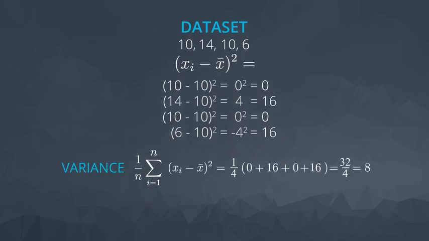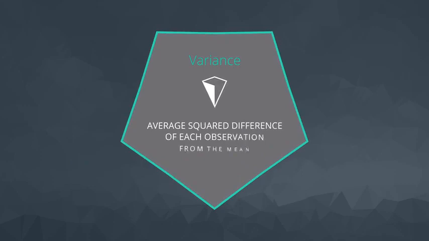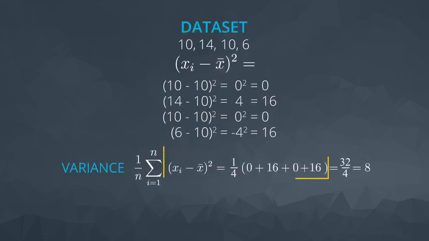Now, we could average these to find the average squared distance of each observation from the mean. This is called the variance. Finding the average, just as we did before, means adding all of these values and dividing by how many there are. In our case, we had 0, 16, 0, 16, and we divide by 4 because we have 4 observations.